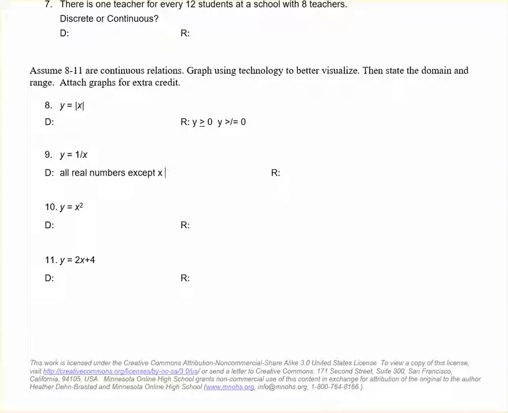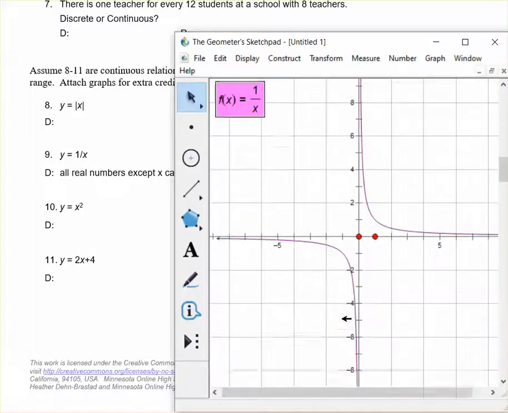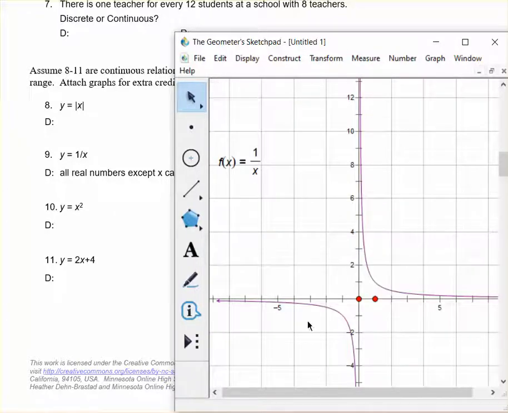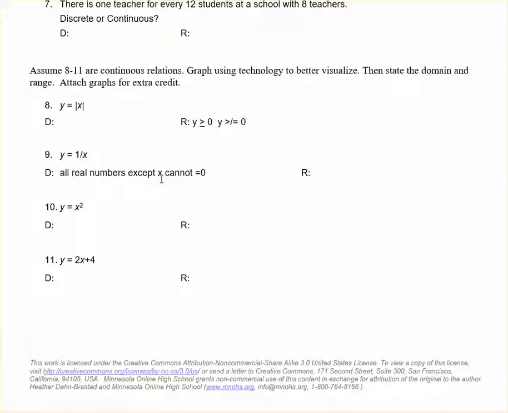Now, there is a symbol for cannot equal. It's an equal sign with a slash through it, but you can just write cannot equal 0. Good enough. Now let's look at that range. The range of this, all these values for y, but it will also never equal 0. So when you write the range, you'll say the same thing, all real numbers, except instead of x, you'd say y cannot equal 0. It'll never equal 0 because there's no way for it to equal 0 without x being 0.